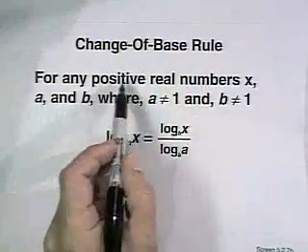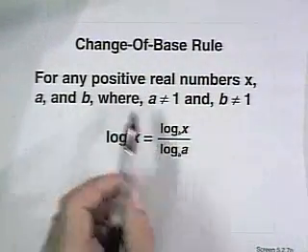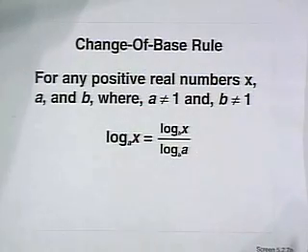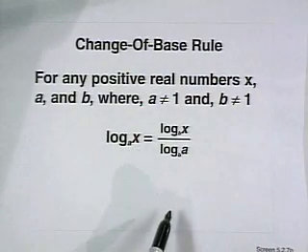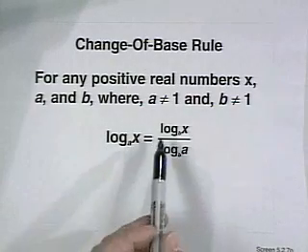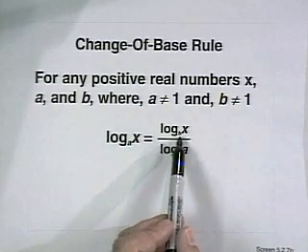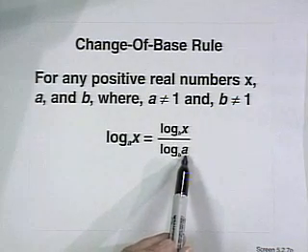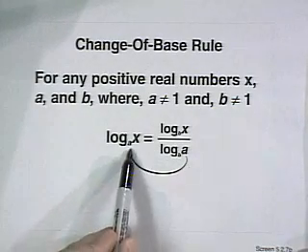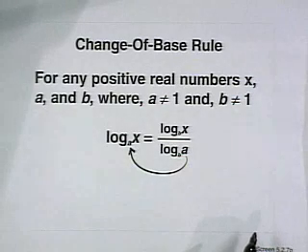It says for any positive real numbers x, a and b, where a is not 1 and b is not 1, the log base a of x, that's our old base, is equal to the log base b, the new base, of x divided by the log base b of a. What was a? A was our old base.